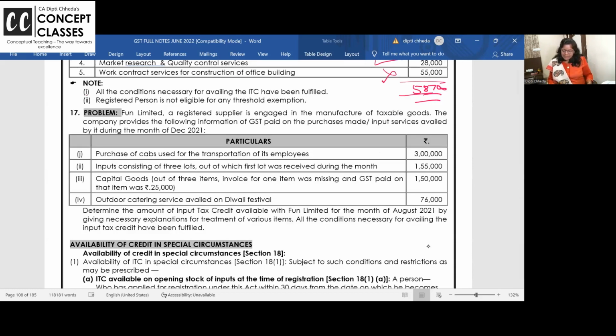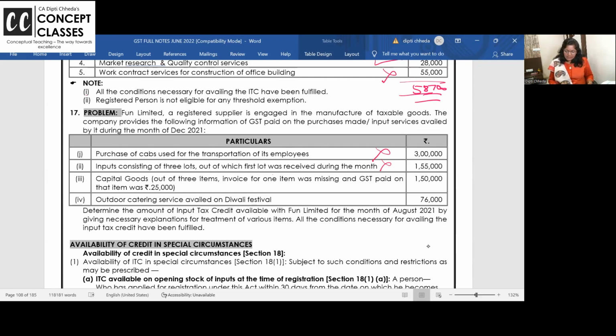Fund Limited, a registered supplier, is engaged in manufacturing process. They have purchased cabs which are used for transportation of employees. No. If it is a purchase of a bus or a vehicle with more than 13 seats, then it was allowed. Input consists of 3 lots, out of which only the first lot is received. No. Write the reason inside. ITC only on receiving the third lot.